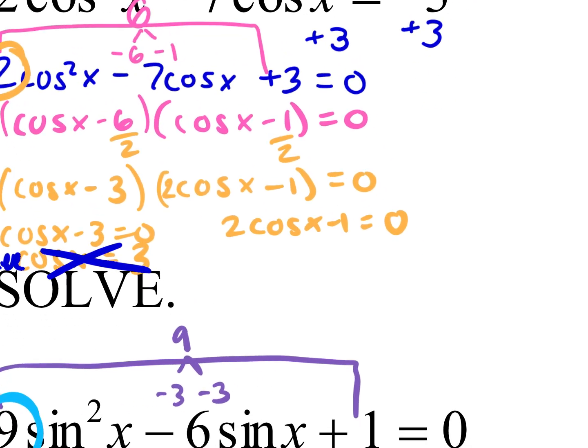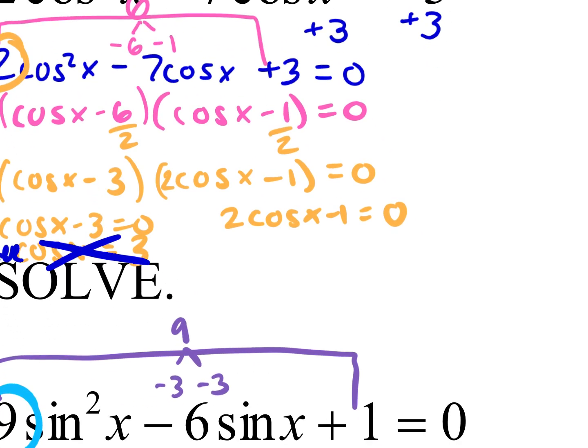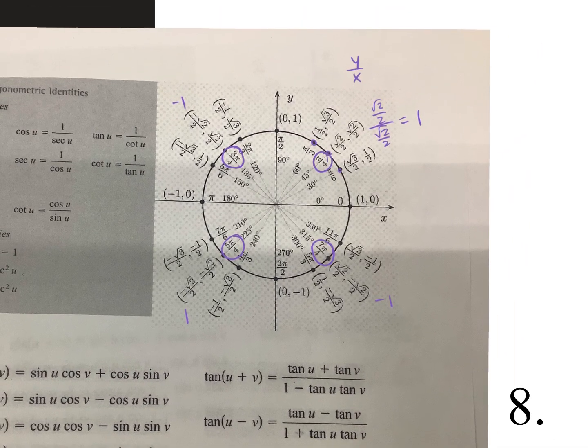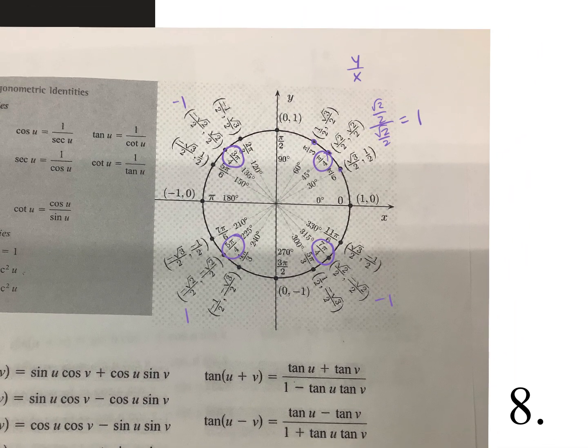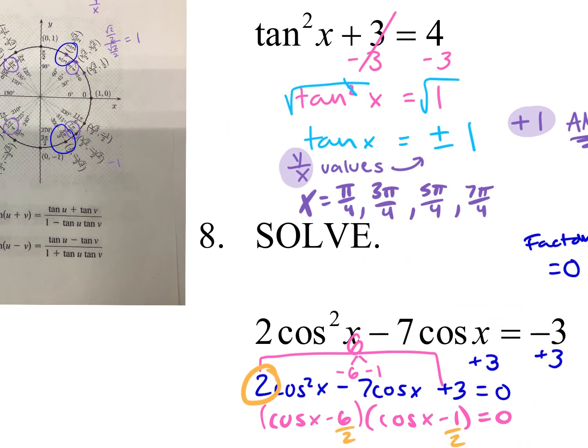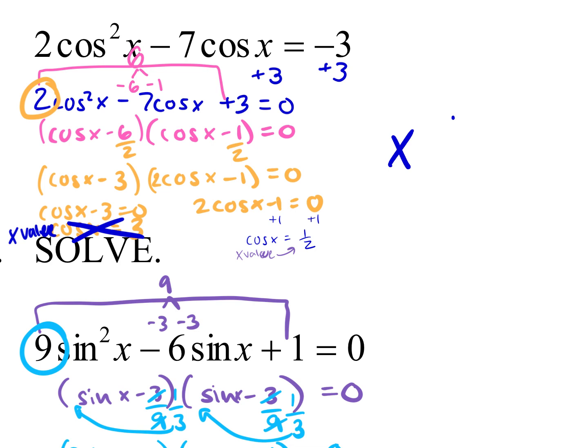Next, we want to find 2 cosine x minus 1. So I'm going to add 1 to both sides and divide by 2. So cosine x is equal to 1/2. I need to figure out where my x value is 1/2 on the unit circle. So I would go to my unit circle. I see that x is 1/2 at pi over 3 and 5 pi over 3. So my answers here would be pi over 3 and 5 pi over 3.